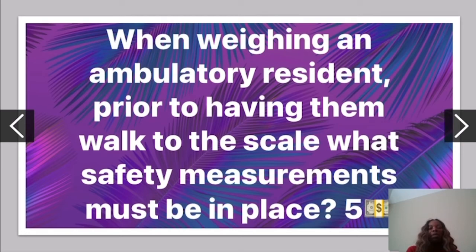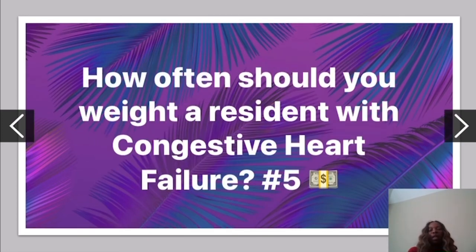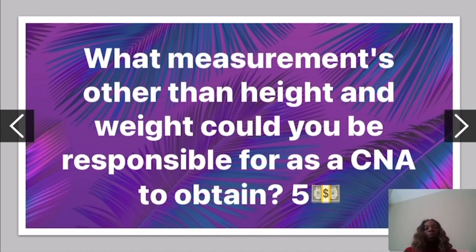When weighing an ambulatory resident prior to having them walk to the scale, what safety measures must be in place? Making sure that the bed is locked and making sure that that patient has on those non-slip socks. You want to make sure that that person has a slow and steady gait. If their gait is unsteady, you may want to use a gait belt. Want to stand by and assist that person to the scale.